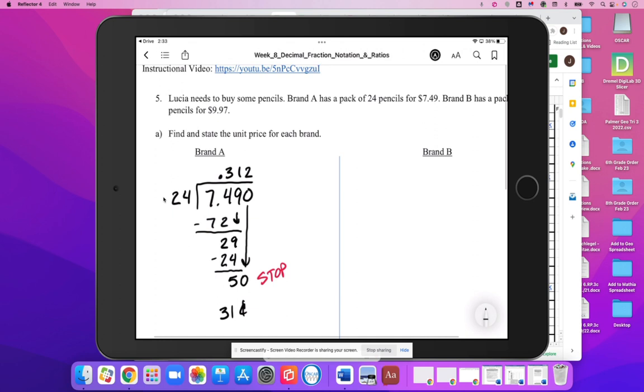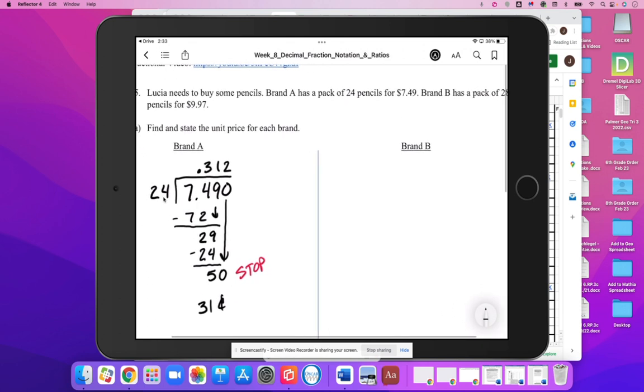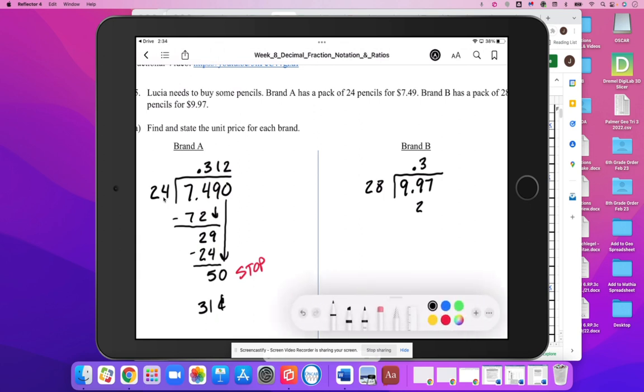Okay, so we'll do the same thing for brand B. 28 pencils for $9.97. So $9.97 divided among 28 pencils, our decimal point is going to come straight up. It's going to be a 3 just like the other one. 2 carry 7. No. Yes, it should be. Let's see. I'm doing math wrong in my head. You should never do math in your head, I suppose. So 4, carry the 2, is going to be 84.